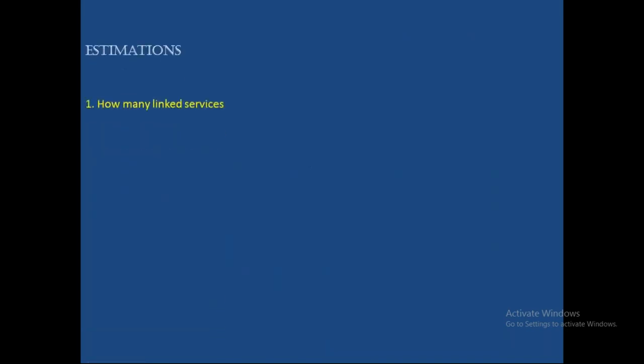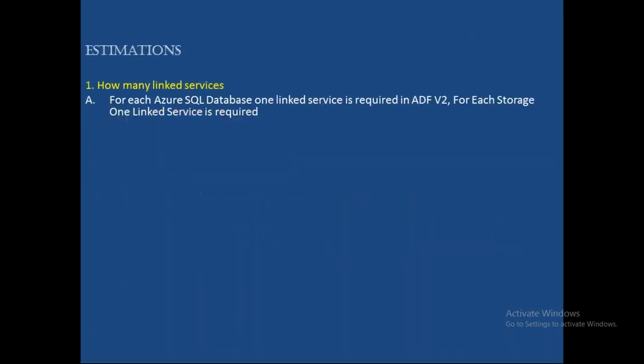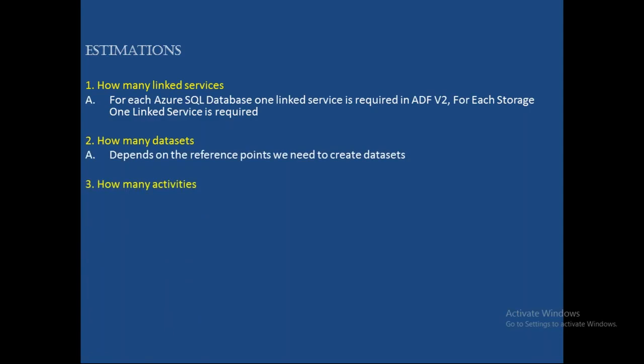Okay, let's see now the estimations. How many linked services we need? For each Azure SQL database, one linked service is required. In Azure Data Factory v2, for each storage, one linked service is required. How many datasets we need depends on the reference points we need to create the datasets. How many activities we need? One copy activity is required to copy data from Azure SQL database to the blob storage.